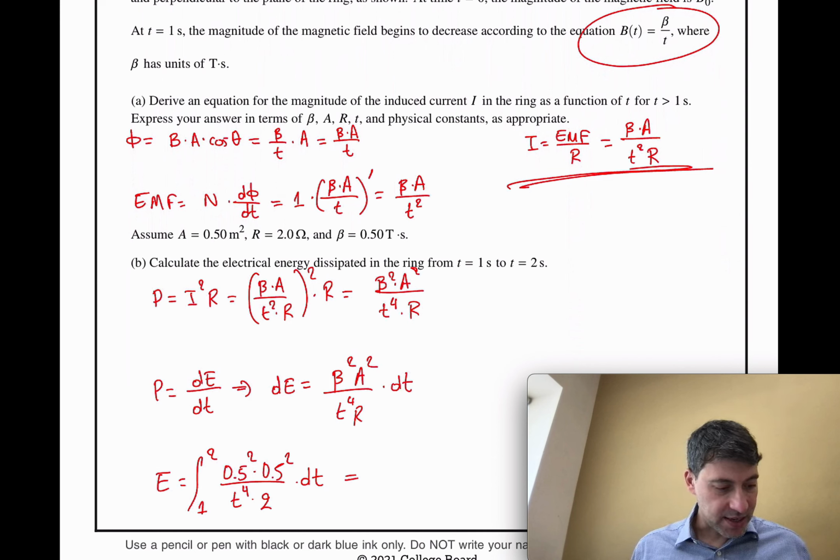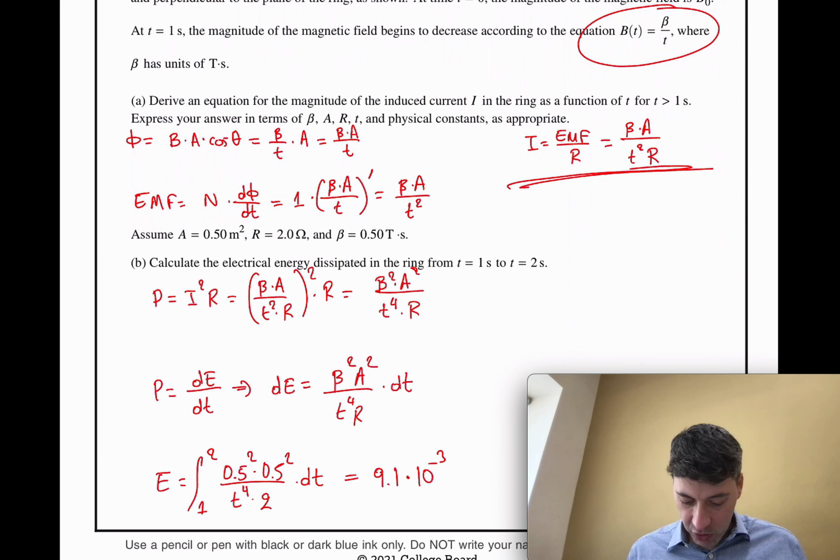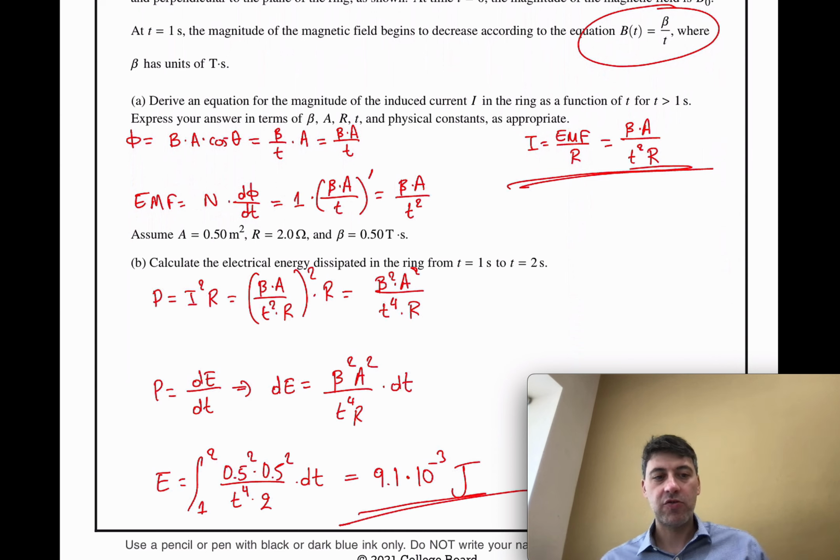My value is 9.1 times 10 to the power of -3. And because it is energy, the result is in joules.